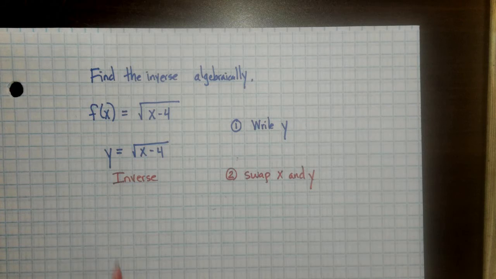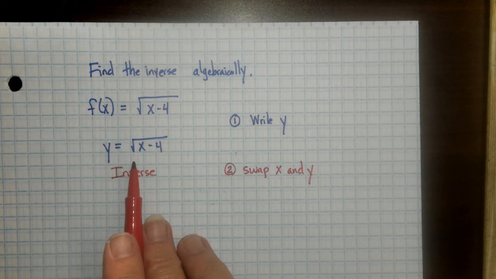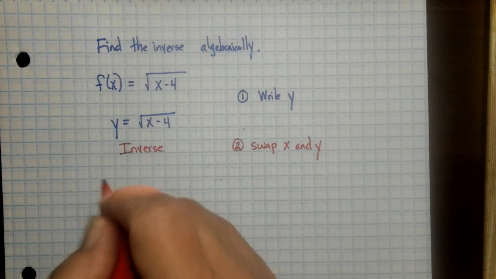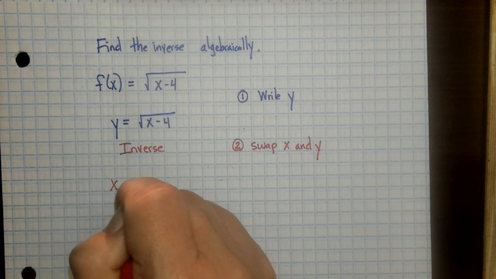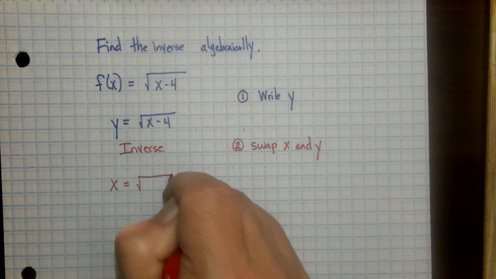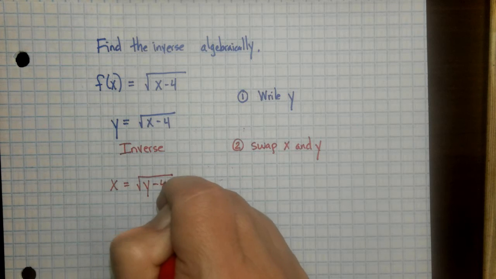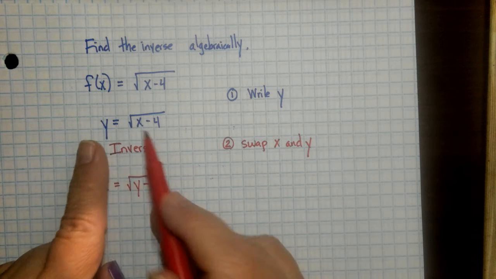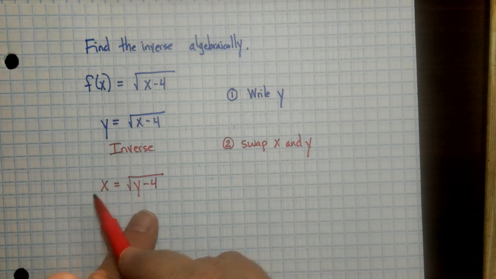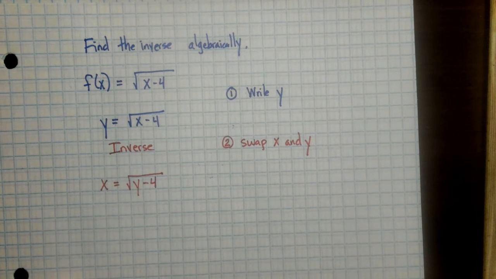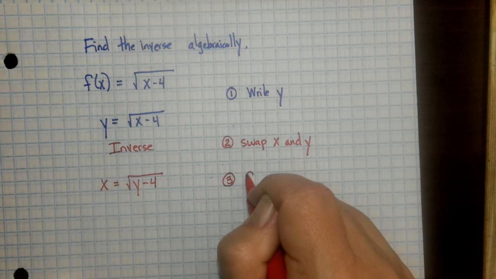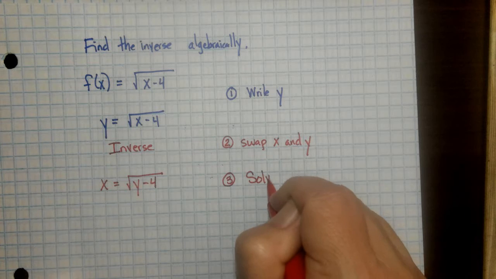And so once I make that swap, I'm not writing the same equation that's up here. Now I'm writing the inverse. So it's going to be x equals the square root of y minus 4. So I've taken x and y, traded positions. Now, the next thing I'm going to do, which might take me several steps, is I am going to solve for y.